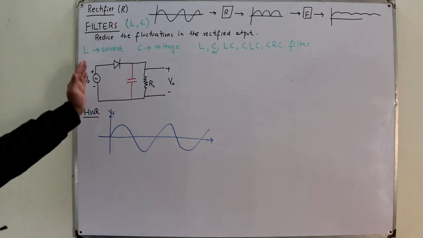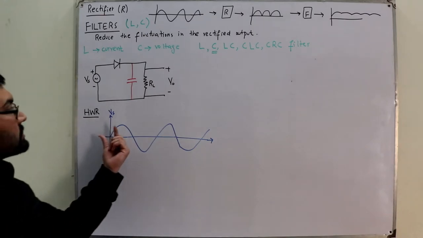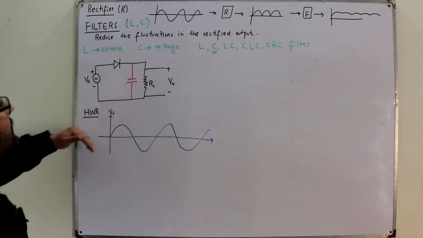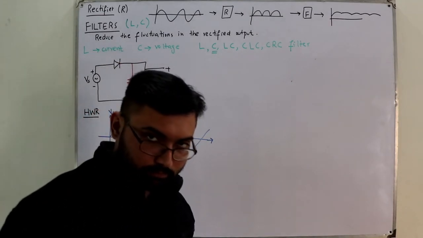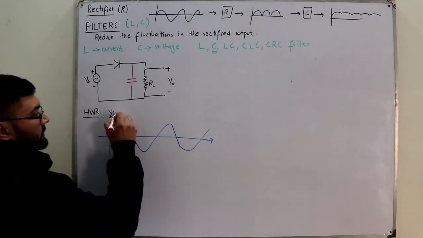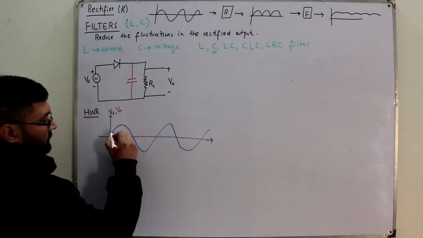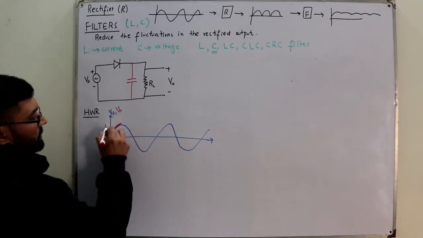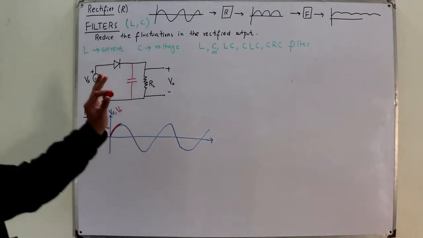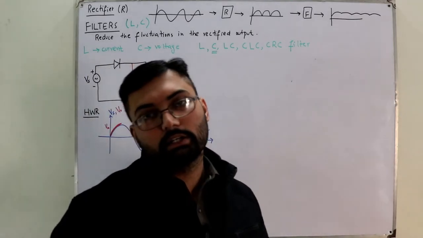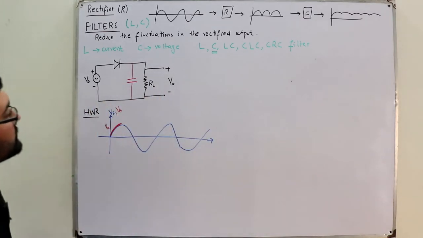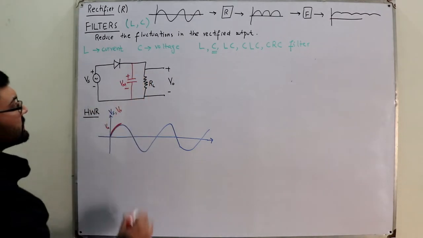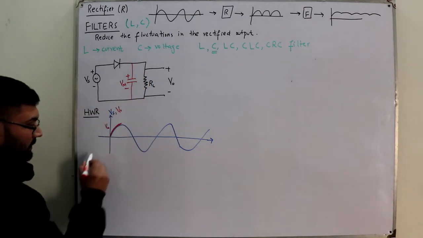For the first quarter, the diode would be forward biased, and the output voltage would simply be equal to the input voltage. This is the output in red color till the peak. Output would be equal to the input voltage, and the capacitor will start to charge. Till where will it charge? It will charge to a maximum of Vm. You know this, right?